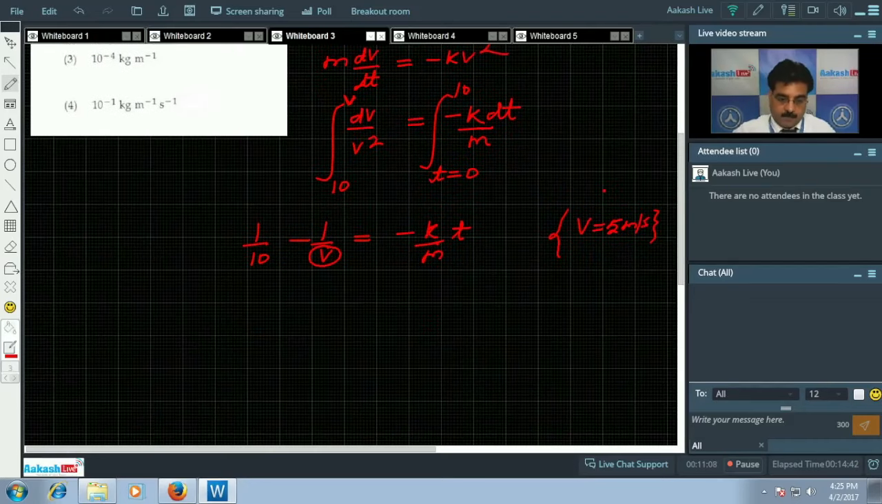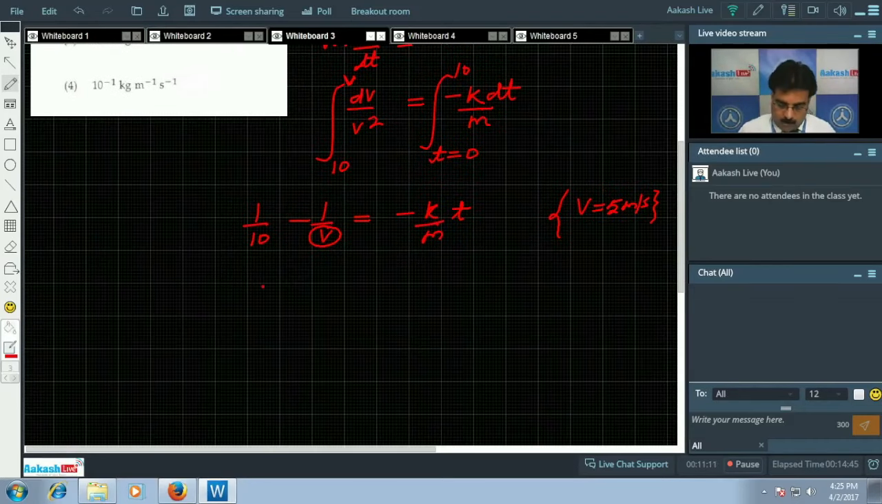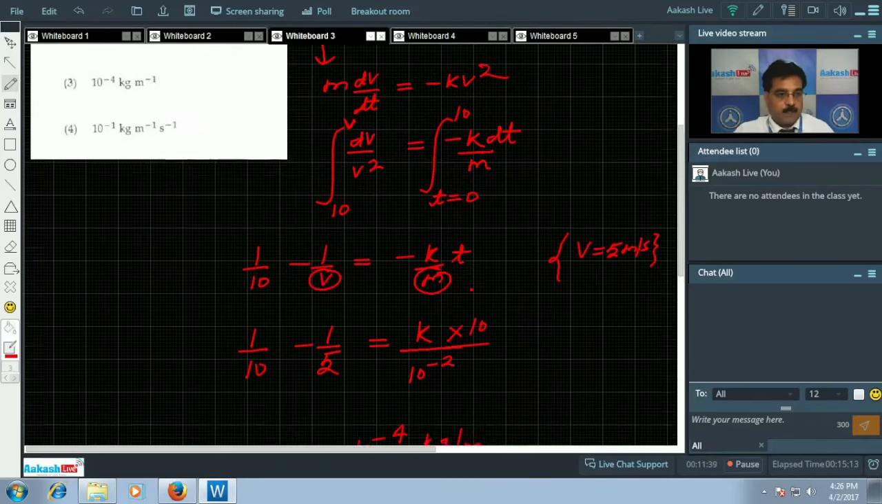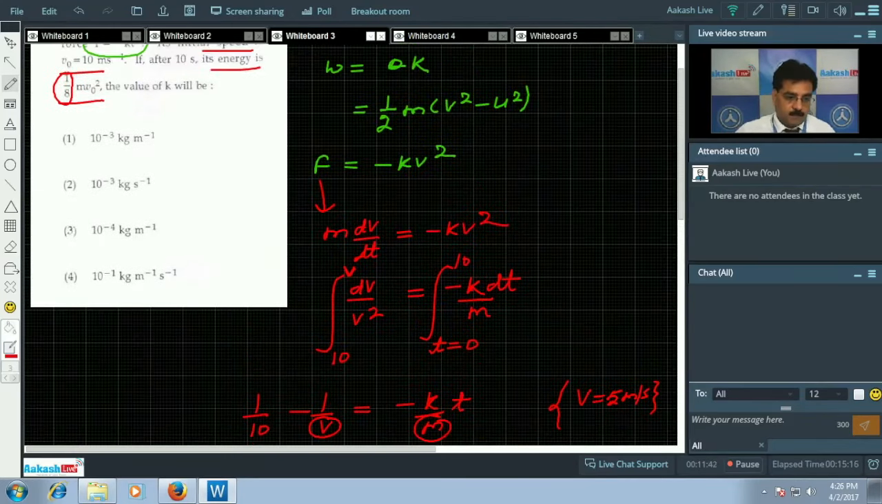So we can write here. Now if I go for the calculation of v, so 1 by 10 minus 1 upon 5 and k. According to the problem, mass is given 10 to the power minus 2 and time is 10. So on solving you will get the value of k, that is 10 to the power minus 4 kg per meter. So we can say that my option is third. Third option will be correct.